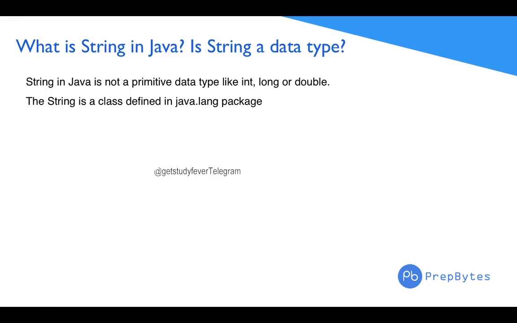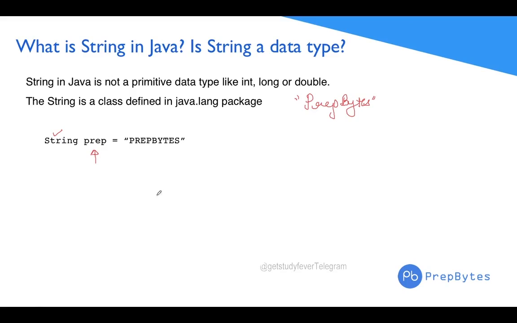Let's say I want to create a new string, PrepBytes. How can we do that? We can do that using this String class. So we are using the String class here, we are creating an object. We are creating a string object, and this object is pointing to this particular string. When we do this, a string called PrepBytes is created in memory, and this is the heap memory. And this prep points to this particular string.